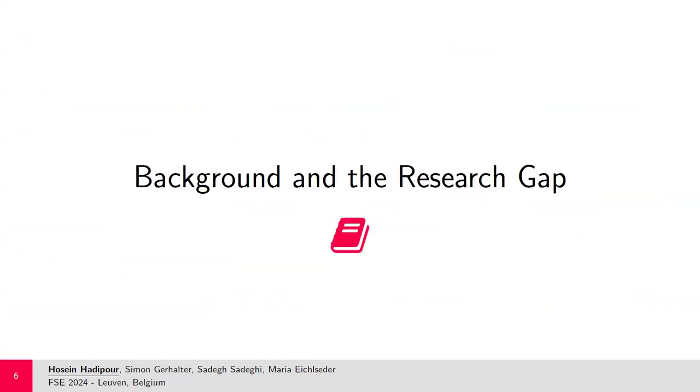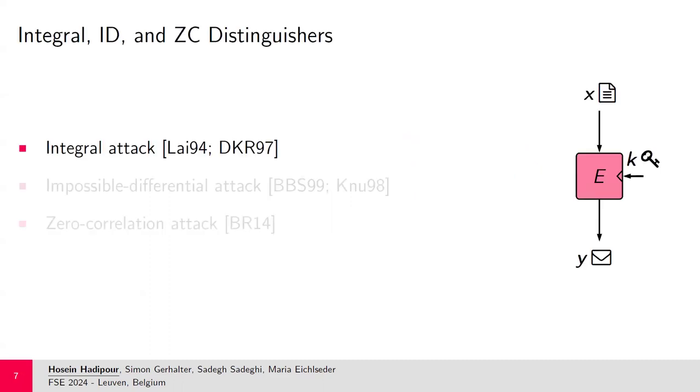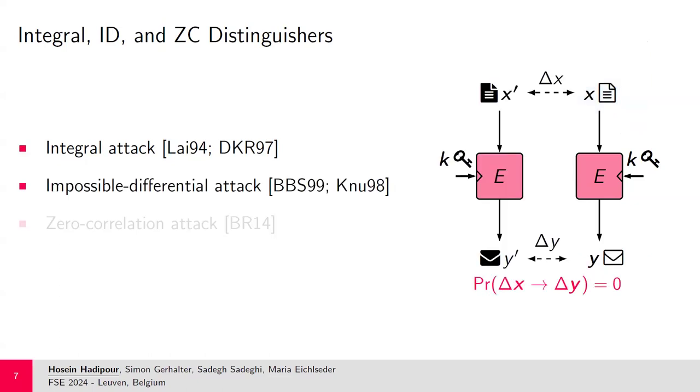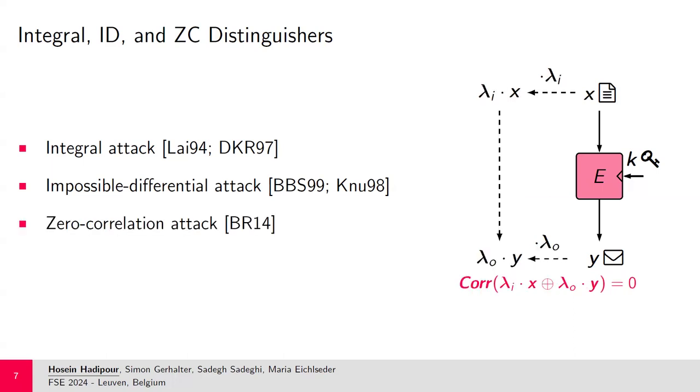First, let's briefly review the background of this work. The idea of integral attack is essentially providing a set of plaintexts whose corresponding ciphertexts sum to zero. This way, we can distinguish it from a random permutation. The idea of the impossible differential attack is completely different. It exploits a differential transition with probability zero, namely an impossible differential trail. And the idea of zero correlation attack is actually the dual of impossible differential distinguisher in the context of linear analysis.